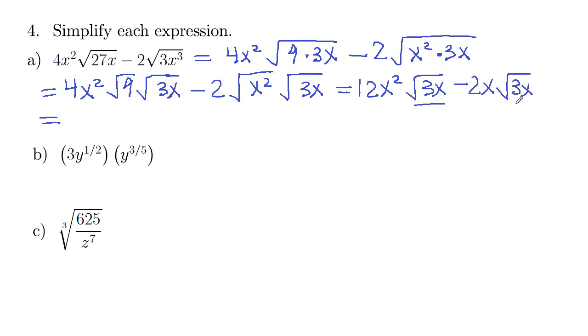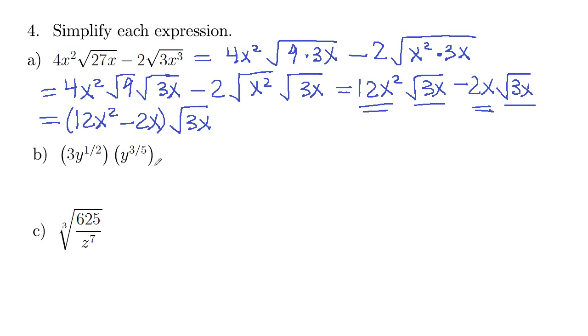And now we've got like terms. So when you got like terms, you add or subtract the coefficients. So if this was 3x minus 2x, you would subtract 3 minus 2 and you'd get x. Well, instead of x, it's square root of 3x. So those are our like radicals here. So let's pull that root 3x out on the right. And then we subtract our coefficients here and here. So we will have 12x squared minus 2x, that quantity, times the root 3x.